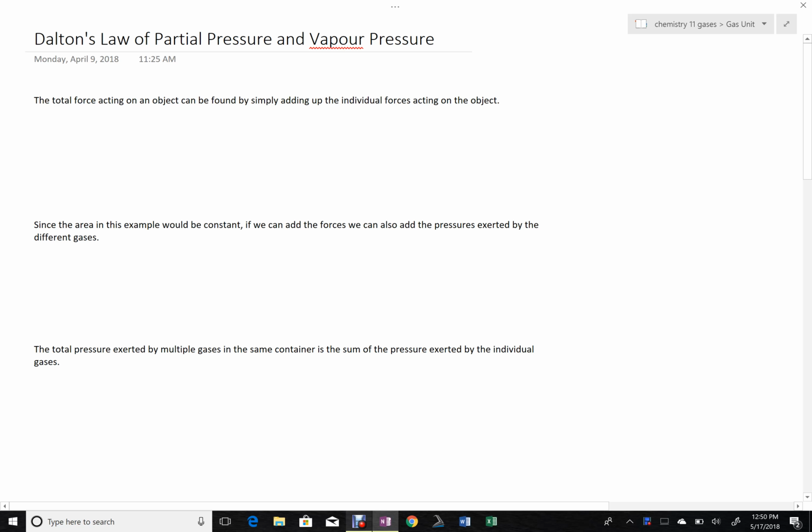So because pressure is force per unit area, and because forces can be added to come up with a total force, if two gases, A and B, are exerting pressure, they're going to exert that pressure on the same area. So the total pressure exerted by multiple gases in the same container can be added just by adding the imaginary force that each gas is pushing with.